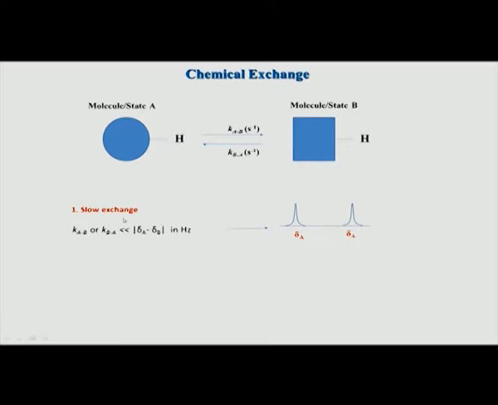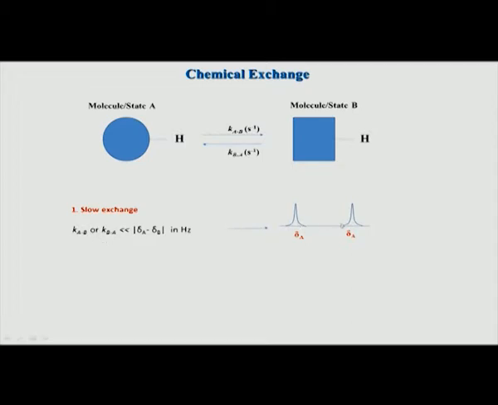If it is a slow exchange, that means the exchange rate is much slower than the difference in the chemical shift value, which is given in hertz. So, you have to convert the ppm scale difference into hertz. That will depend on which spectrometer you are working at. If this difference in hertz is much greater than the exchange rate, then we use the word slow exchange.